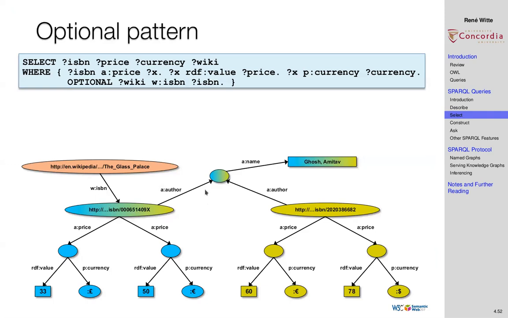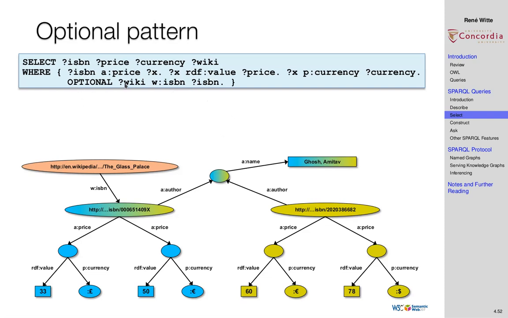Let's look at an example here, going back to the book. Here we have these two books, and for one book, we have a connection to a URL, to a page. Now we want to match all the books just like before. Additionally, we want to give out the wiki page for the book from Wikipedia, but we only want to give it out when it's available. And just like before, we want to have the price and the currency and so on.